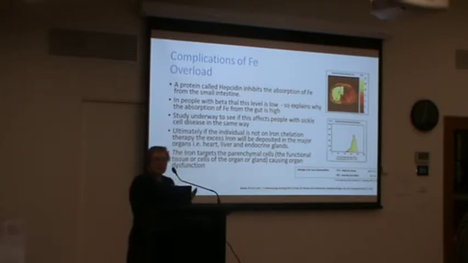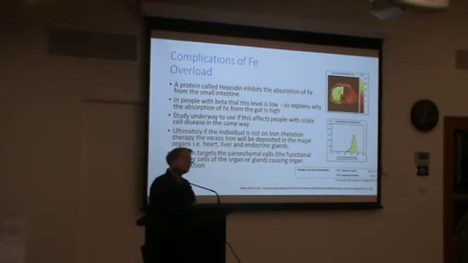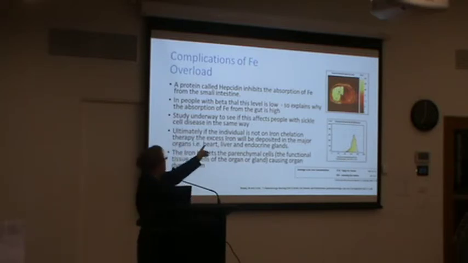And so in someone who has too much iron, if they're not on chelation therapy, that iron will be deposited, as I said, in the heart and the liver, but it can also be deposited in a lot of the other organs: the pituitary gland, some of the other endocrine glands, the thyroid, and hormones can be affected. And that's an example of a liver scan.